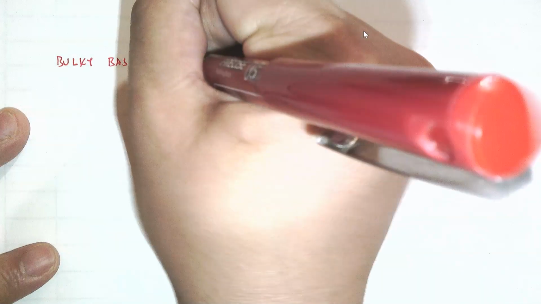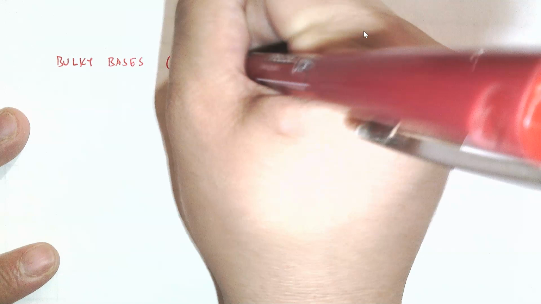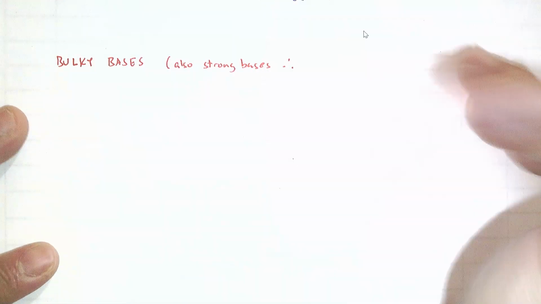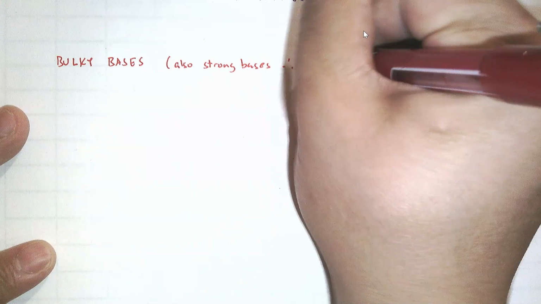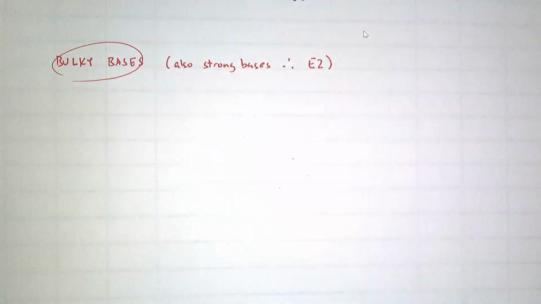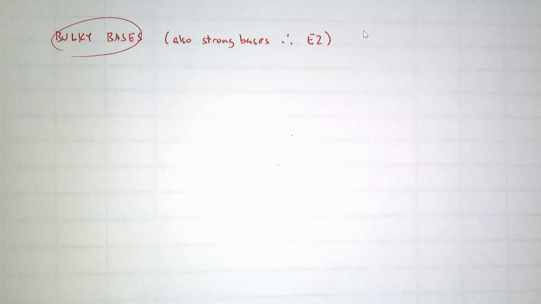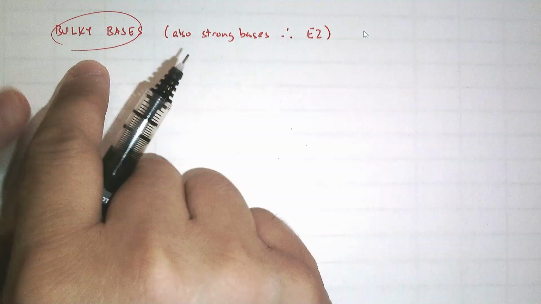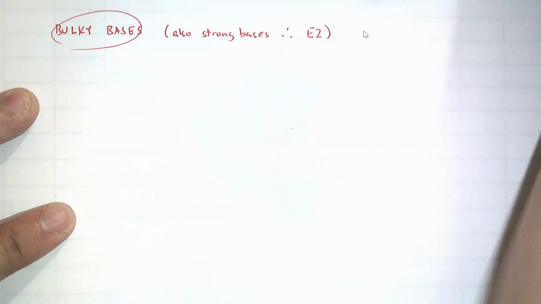Before I show you the examples, bulky bases are also strong bases. Therefore, they're going to proceed via E2. But there's a reason why you want to use a bulky base rather than just a regular strong base. Let me show you the reason why. Actually, let me give you the list, and then I'll show you how to use a bulky base to get a different product than what you expect.